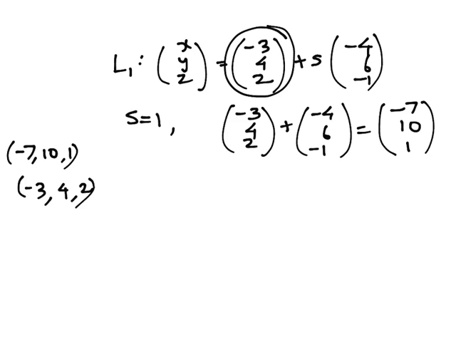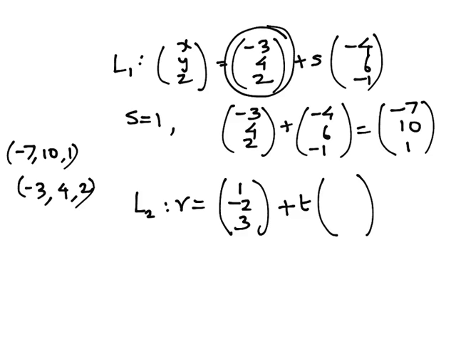Now the next subdivision is, the line L2 passes through A and is parallel to OB. So L2 is r equal to, it passes through A, so the position vector is 1, minus 2, 3, plus, since we already used s, let me use t here, times the direction vector, as it is parallel to OB. B is minus 3, 4, 2, so OB is the vector minus 3, 4 and 2. So this is the equation of L2.